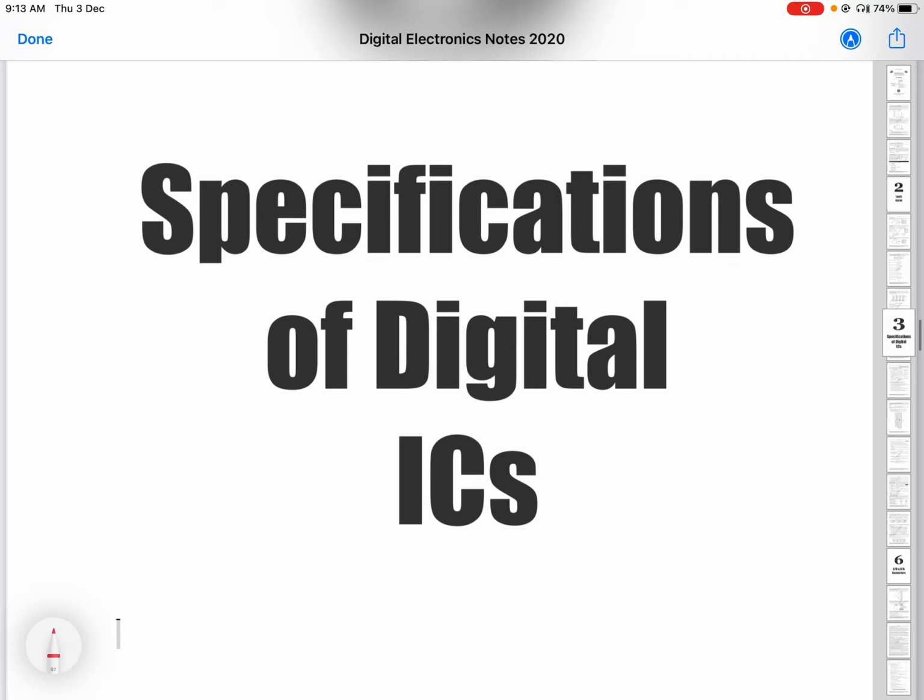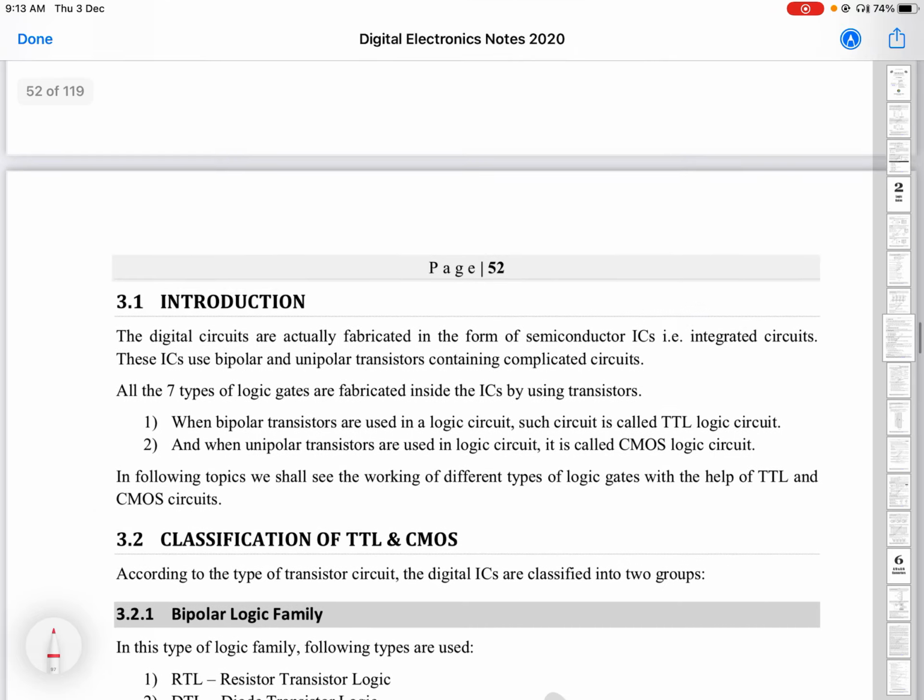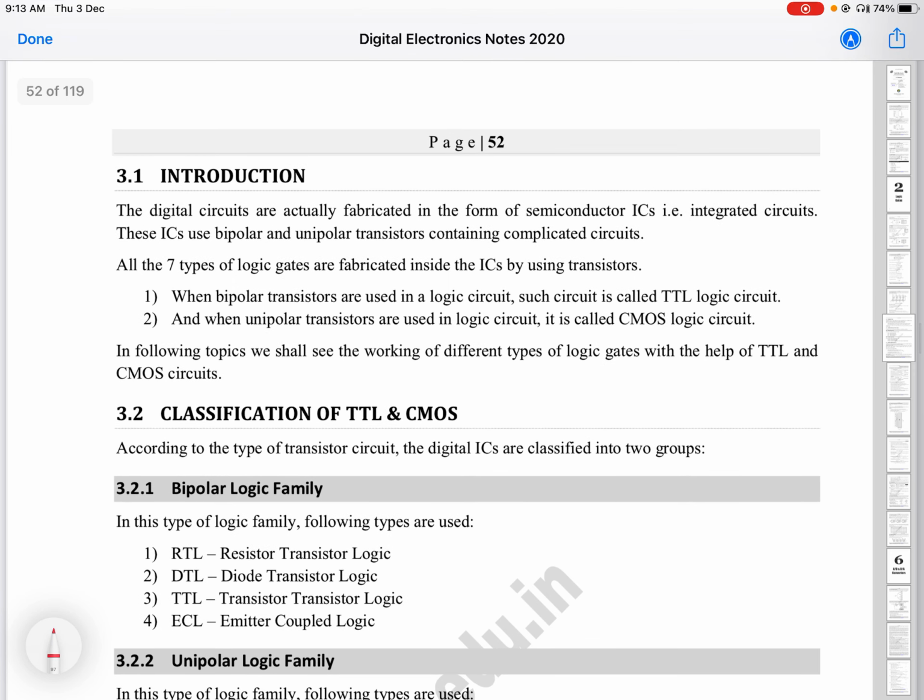Now, this chapter is actually quite boring. First of all, I must admit this, but this chapter is equally useful so far as your HSC board examination is concerned. And in this chapter, we have to see how the semiconductor ICs of all types of digital circuits are fabricated.